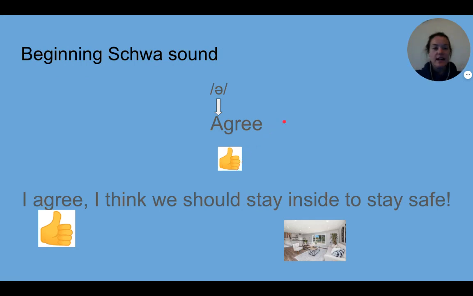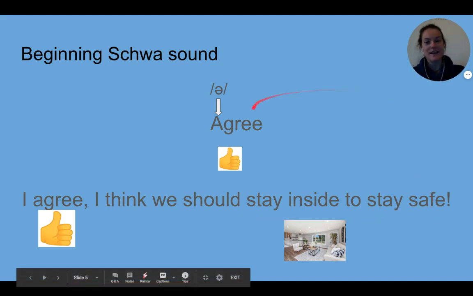Another example of the schwa sound at the beginning of the word is agree. Here again is the symbol for the schwa sound, and here is the word agree. It starts with the letter A, and instead of saying apple, you're saying agree, agree. A sentence I have here is, I agree. I think we should stay inside to stay safe. I hope you guys are still staying safe.